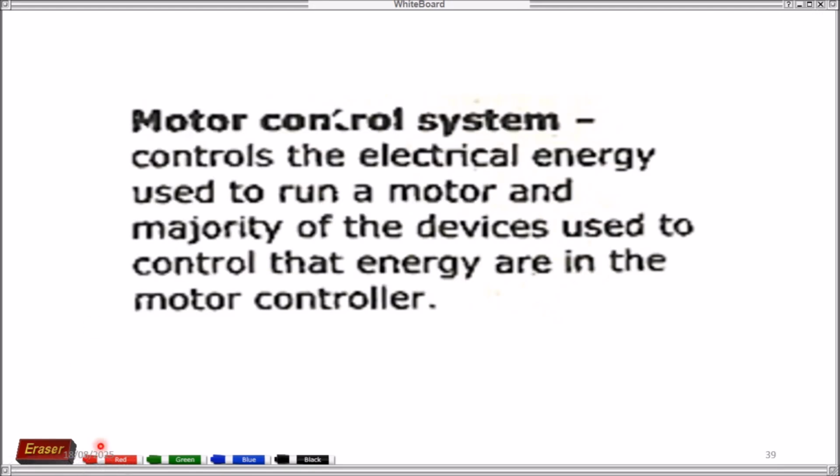Okay, so let's proceed. Then we have the motor control system. So basically this is a system in which the electrical energy used to run a motor and a majority of the devices used to control that energy are in the motor controller or being controlled. Kino-control po nito yung power na napupunta po sa ating motor.